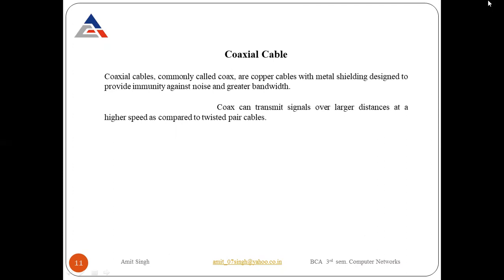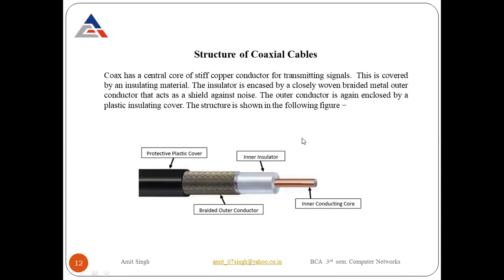To avoid the external noise that we have, that particular metal shielding is there. And for a greater bandwidth, a coax can transmit signals over a larger distance at a higher speed as compared to the twisted pair cable. Basically, it is better than twisted pair cable. Whenever we are using a large area for transmitting our signals, then we use a coaxial cable. Clear? Coax is also the second name of the coaxial cable.